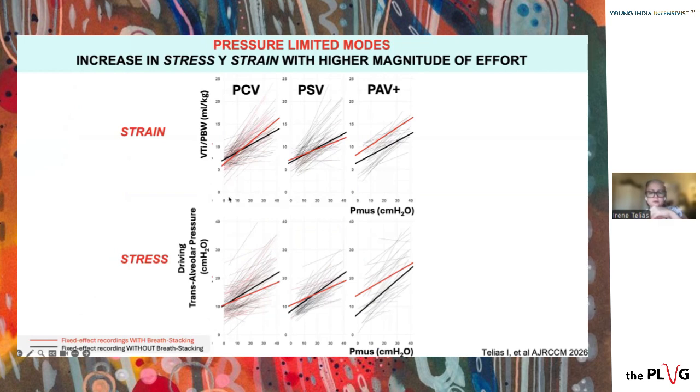So going to the results, what we did then is see how much the muscular pressure modified each of these parameters. The effort modified each of these parameters according to the mode of ventilation. On pressure regulated modes, each bright line is one recording, and the dark lines are the summary, the mean values. As effort increases, the total strain increases in pressure regulated modes because the ventilator is not controlling the volume, it's controlling the pressure. The same with the driving transalveolar pressure. The red lines are when the patients have breath stacking. You see it also increases and there's not a huge difference.